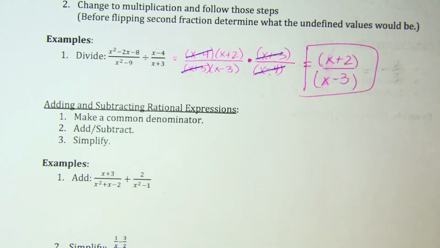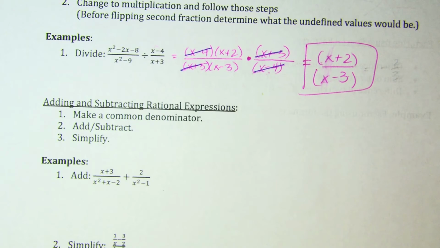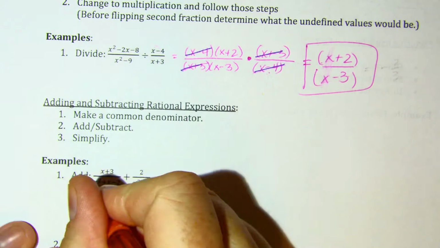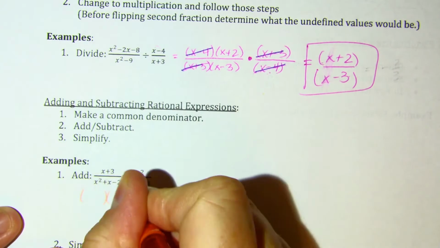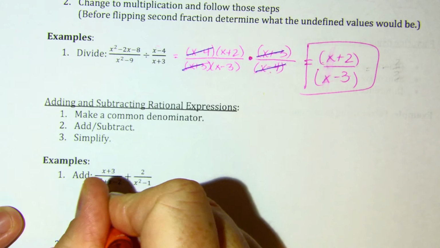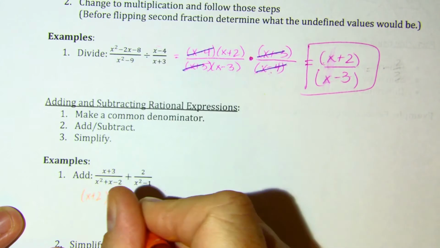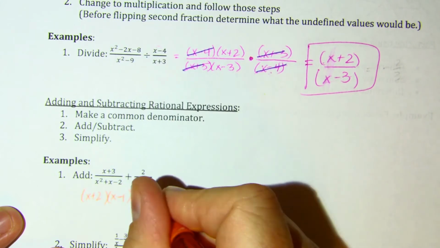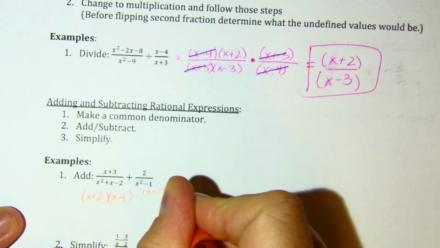Now, when we're adding and subtracting rational expressions, just like when you added and subtracted fractions back in elementary school, you always have to have a common denominator. So when I am adding and subtracting rational expressions, the first thing I want to do is factor them. Or the denominators at least. And then this one will be x plus 1, x minus 1.